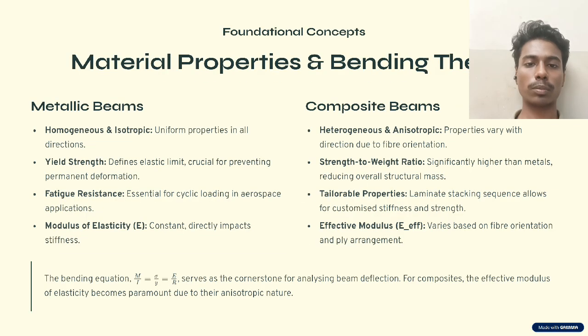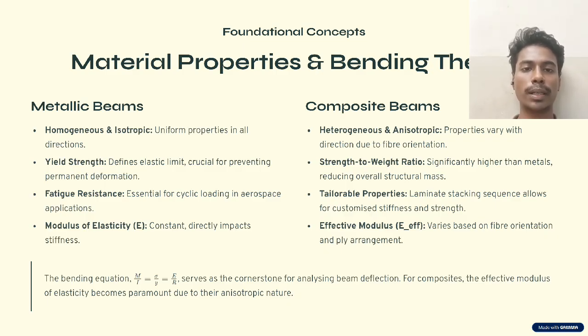Third slide, introduction and objectives. The objective of this work is comparing metallic and composite beams in terms of stiffness and deflection. We will see how their material properties affect performance and how engineers apply the theory in real aerospace structures, and ultimately aim to understand not just the mechanics but also the design behind metals and composites.